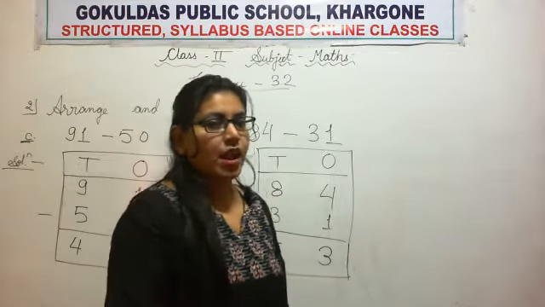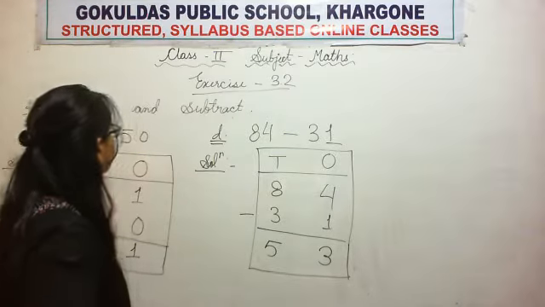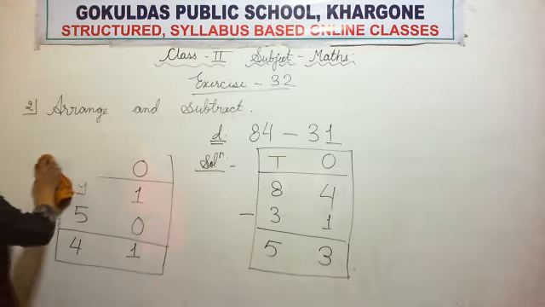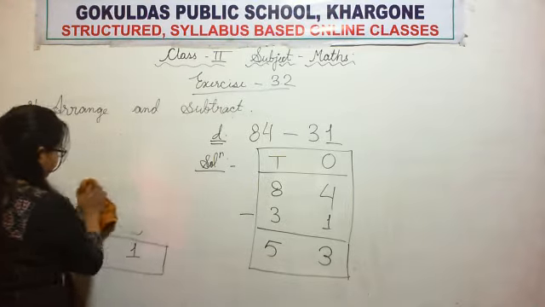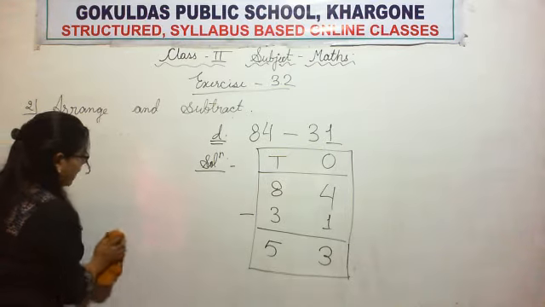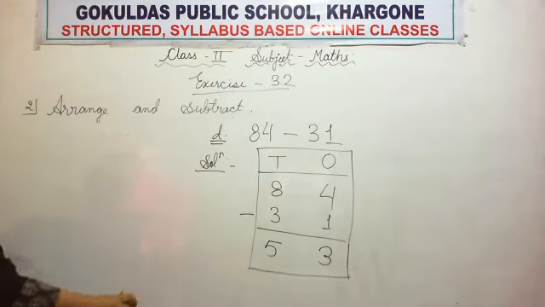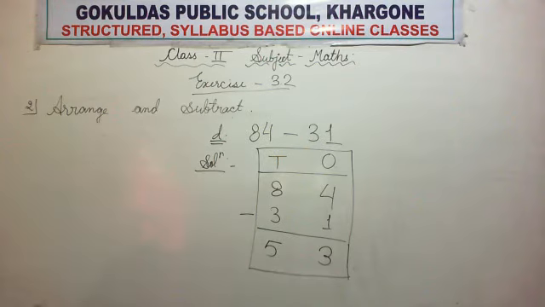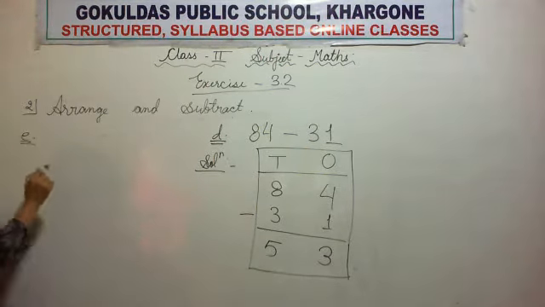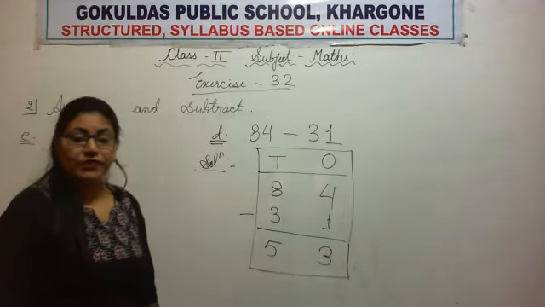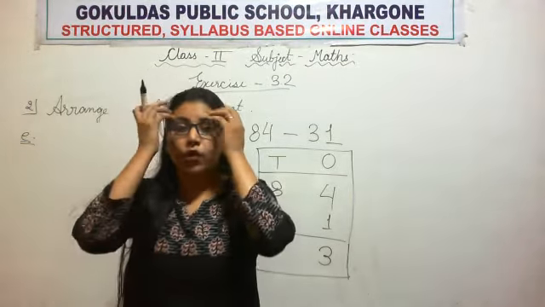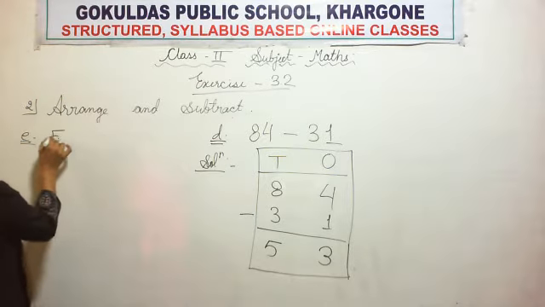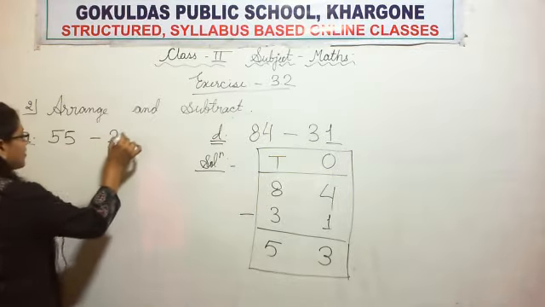Okay. Now moving towards the next question. That is part E. So let's write part E. Part E is 55 minus 24. So let's write 55 minus 24.